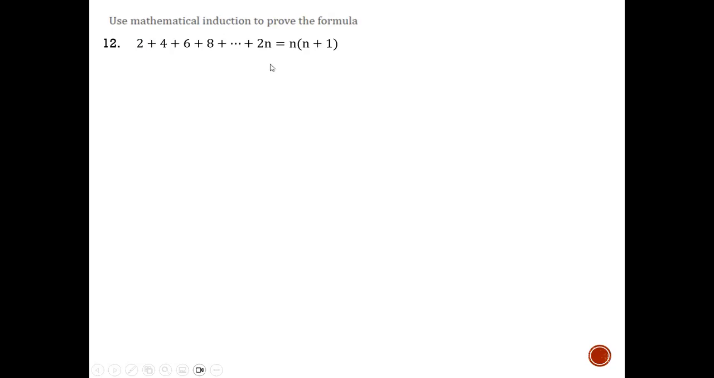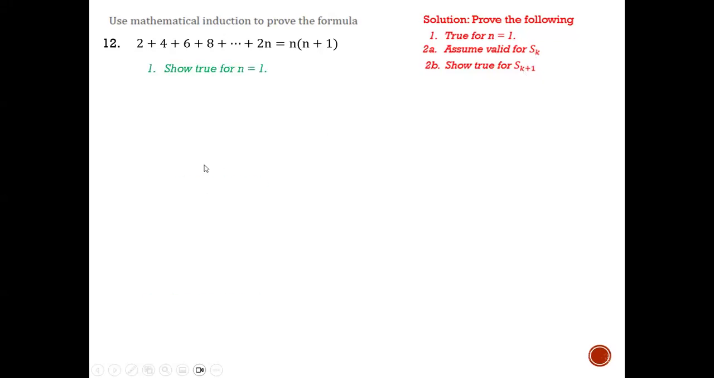All right, now let's do another example. We're going to prove that this formula is true using mathematical induction. Again, prove that it's true for some value, n equals 1. Then we assume it's true for some value k, and then show that it's true for s sub k plus 1. Okay, assume true for n equals 1. So that's the first term. So this is the formula for any term. So for the first term, n is 1. I have to show that it equals all of this on the right, also plugging in a 1.